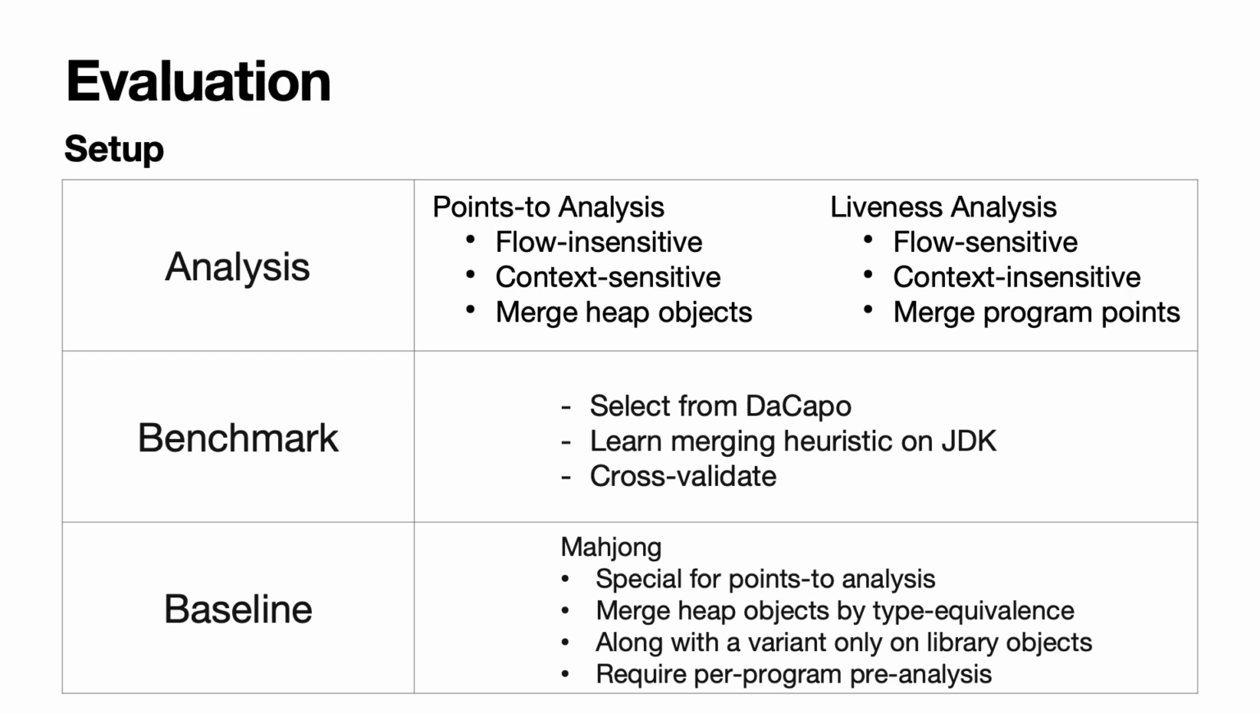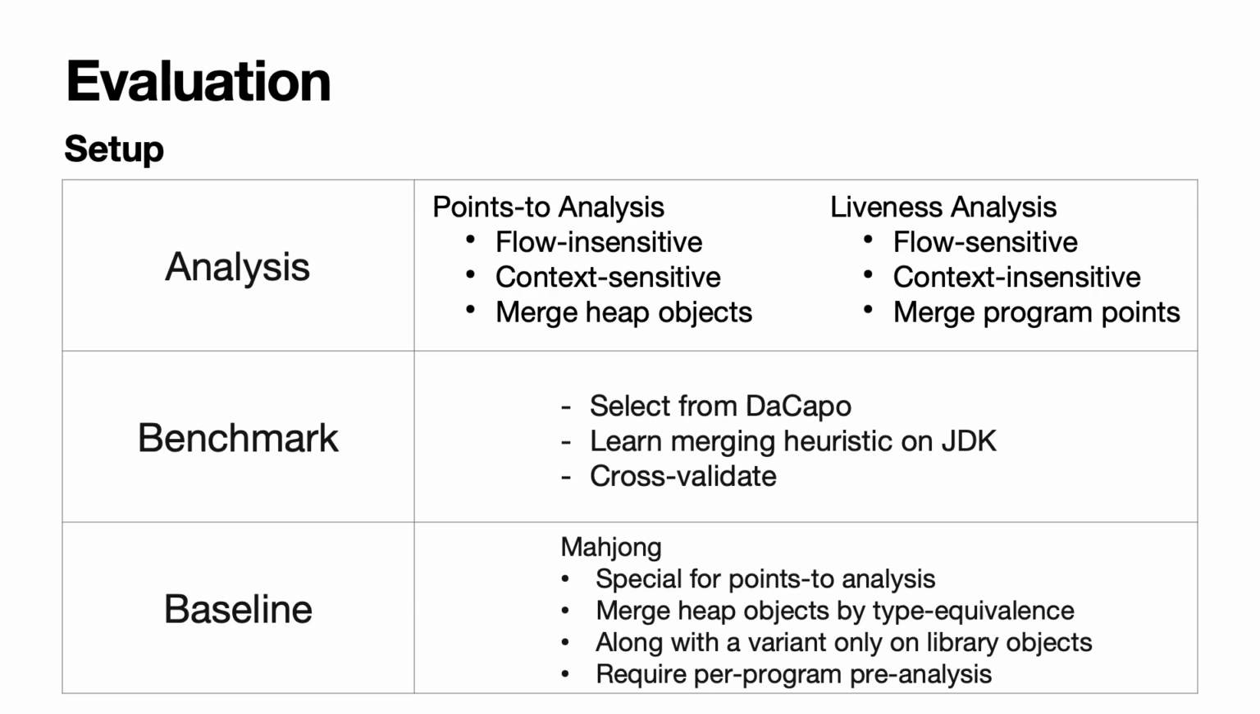Finally, we have implemented our approach and evaluated it on two different analyses, a points-to analysis and a liveness analysis. These two analyses are quite different in that one is flow insensitive and context sensitive, and the other one is flow sensitive and context insensitive. The domains to be merged are also different. We select 15 Java projects from DaCapo as the analysis subjects for benchmark.